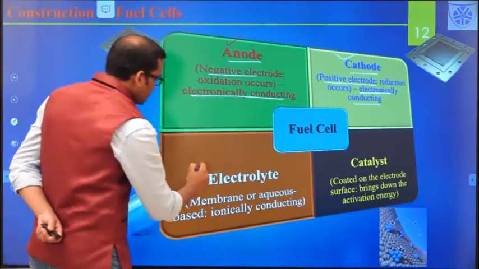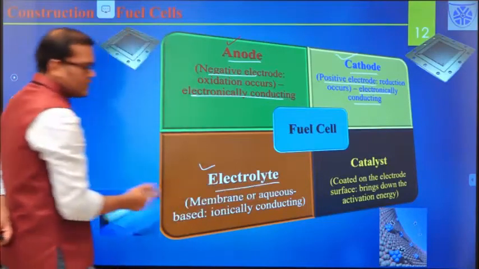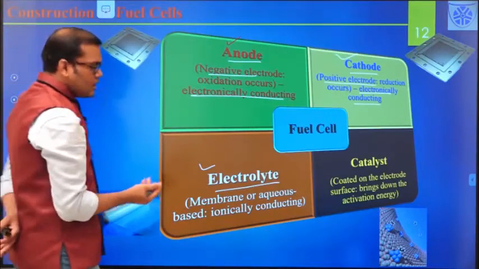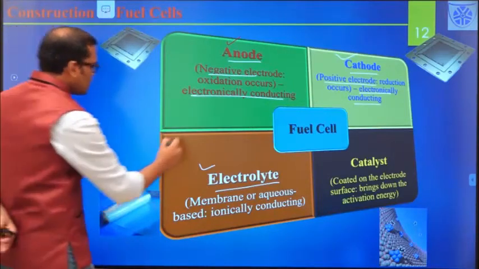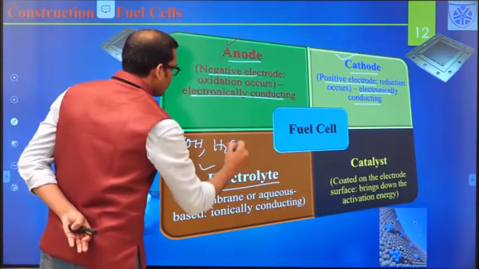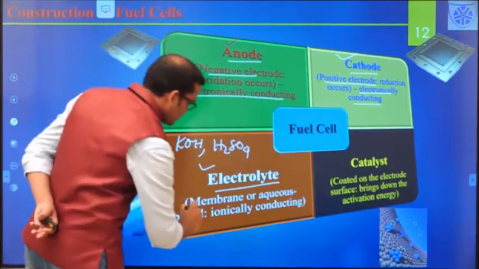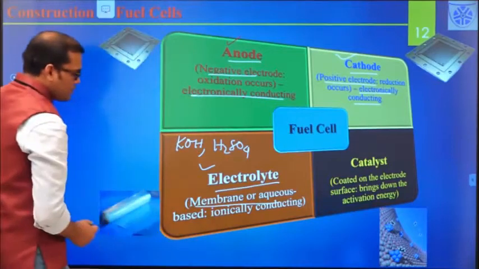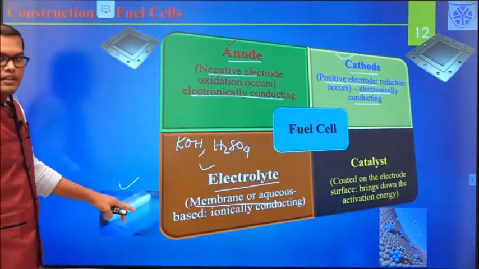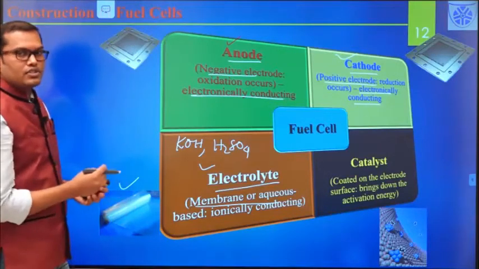Then the third component is the electrolyte. I have given the classifications, right? So different types of electrolytes you can use. Either you can use a liquid electrolyte, like alkali, KOH, or you can use H2SO4, like acidic and alkaline based electrolyte, or even you can use a membrane. This is one of the examples I gave, called the Nafion based membrane, which you can use as a separator or the electrolyte. Through that some of the ions can pass through, right?